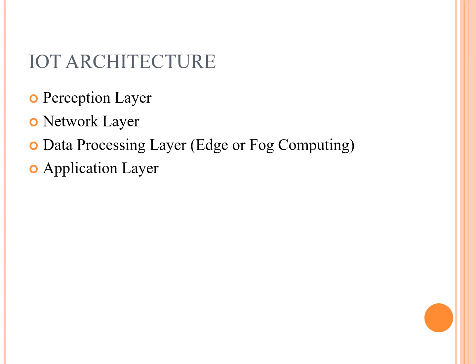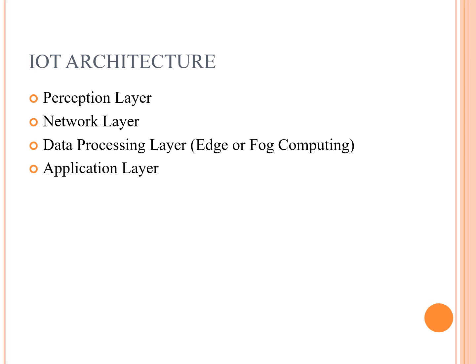Edge computing means processing data closest to the device, for example on the gateway. Next one is fog computing. It extends cloud capability by adding local processing nodes between the cloud and devices. So these things are very important in the data processing layer.